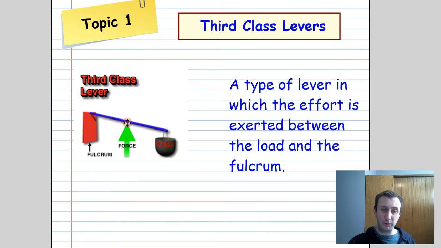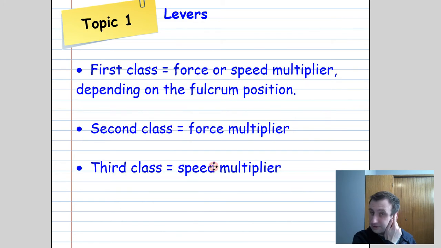So that means more force needs to be applied here than we get out here. So higher force, and that gives you a speed multiplier or advantage. That was probably just confusing. We'll talk more about that later.